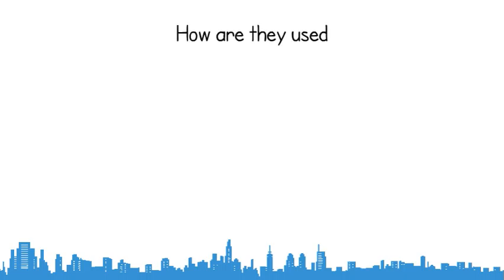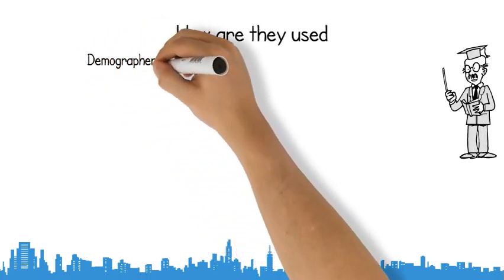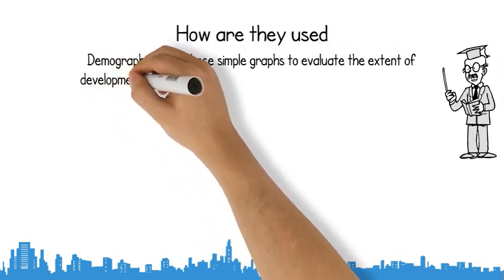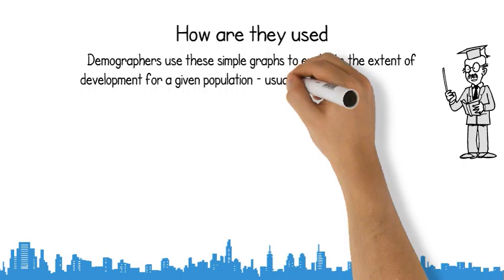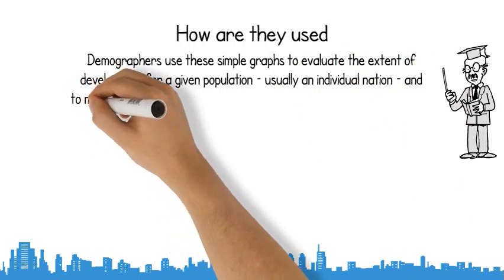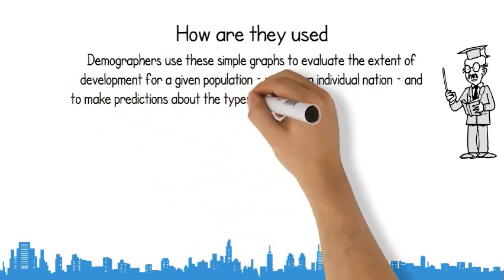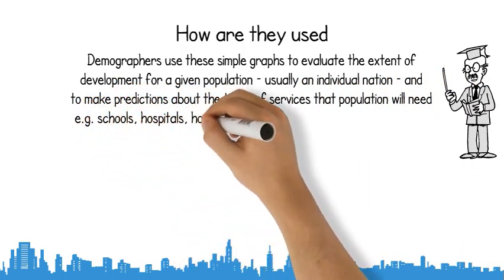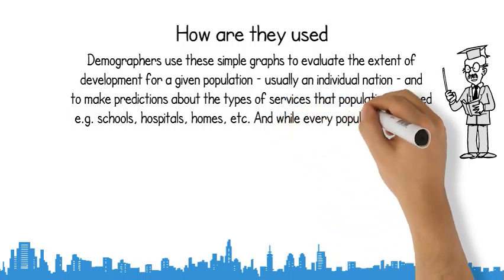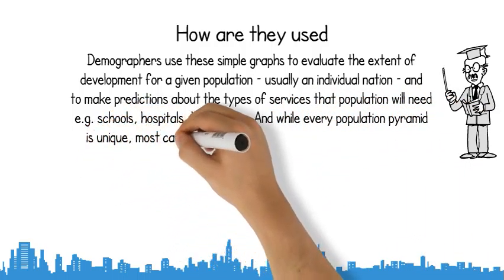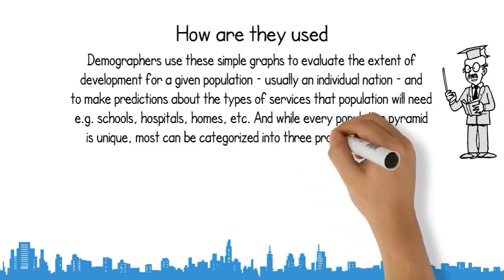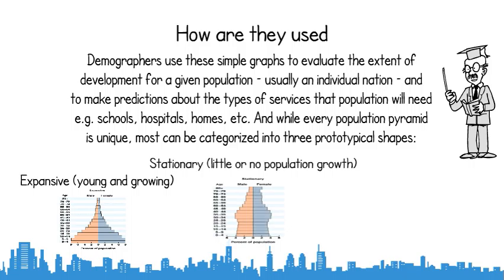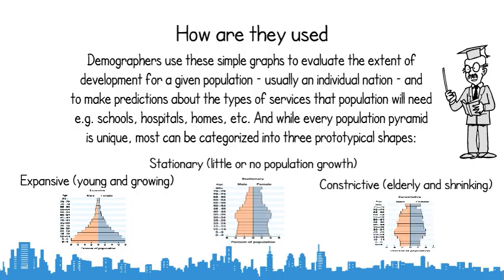How are they used? Demographers use these simple graphs to evaluate the extent of development for a given population, usually an individual nation, and to make predictions about the types of services that the population will need. Examples: schools, hospitals, homes, etc. And while every population pyramid is unique, most can be characterized into three prototypical shapes: expansive, stationary, and constructive.